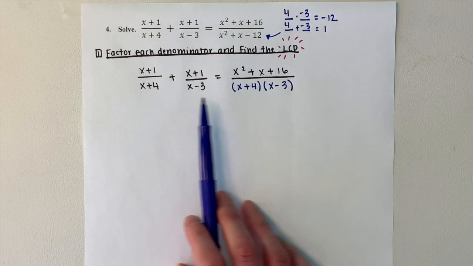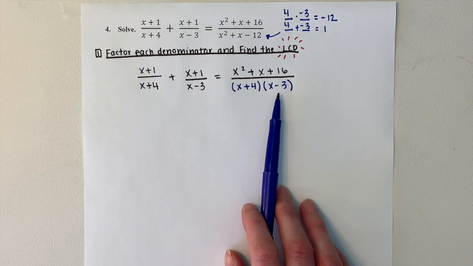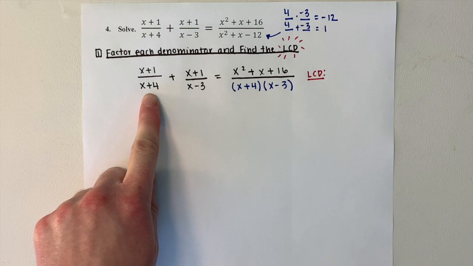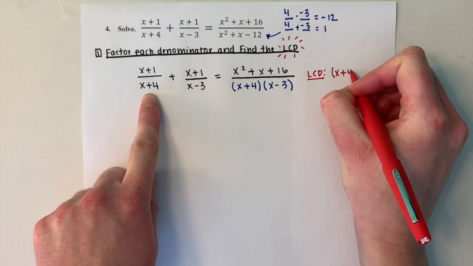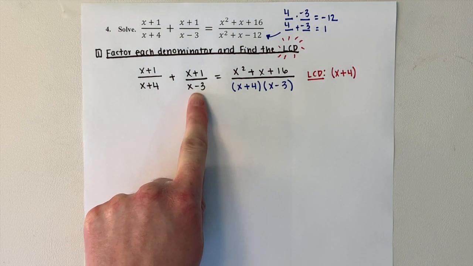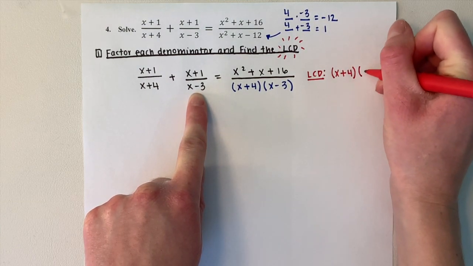Now that we've factored any denominator that could be factored, which was just this denominator here, next we want to determine the LCD. Remember, each denominator must appear in our LCD. Let's use our trick to find the LCD. We'll start by copying down this first denominator, x plus 4, and then we'll examine the other denominators and add in any missing factors. Let's see. The factor x minus 3 is missing from our LCD, so let's go ahead and add that factor.